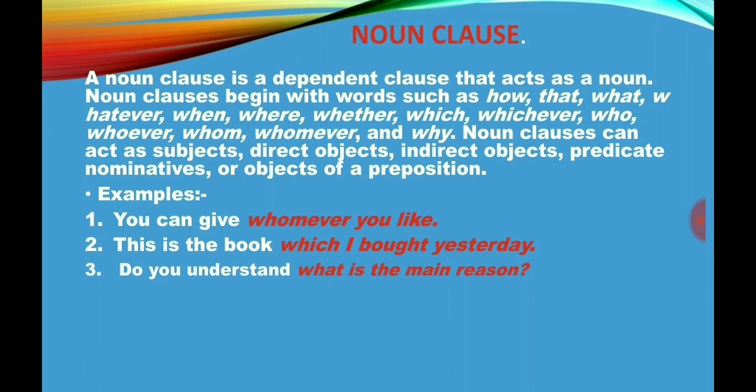Examples: You can give whomever you like. Whomever you like, it is a noun clause. This is the book which I bought yesterday. Which I bought yesterday, it is a noun clause. Do you understand what is the main reason? What is the main reason? This is a noun clause. It means dependent clause. Do you understand? That is an independent clause.